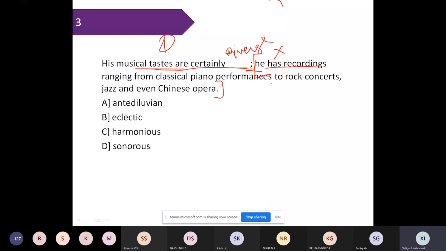You can also go for guessing more words. We cannot restrict with one word. I want all of you to guess words. Okay. Ranging from is the clue, that is from classical to rock, and also he has jazz. He also has liking in jazz as well as Chinese opera. So what would be the correct answer?